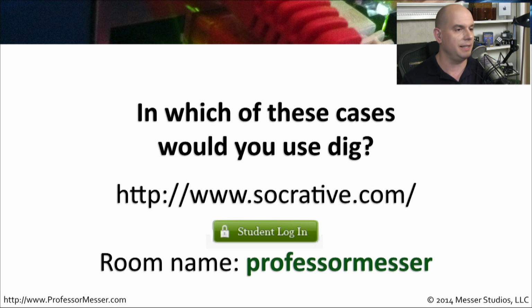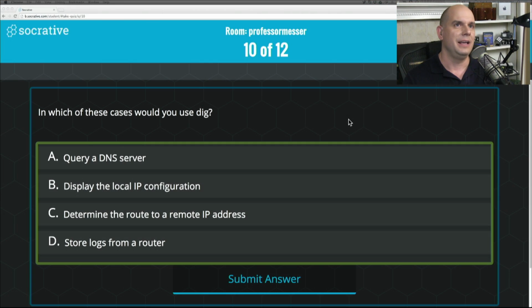Again, a two-step process to be able to do this. I have to know what dig is so that I can answer the question: would I use dig to query a DNS server? Would I use dig to display the local IP configuration? Would I use dig to determine the route to a remote IP address? Or would I use dig to store logs from a router? Each one of these things is useful to do. I think there are all kinds of nice things you can do with dig, but only one of these answers is going to be the correct answer. Can you dig it? I can dig it. So that's where we go with this.